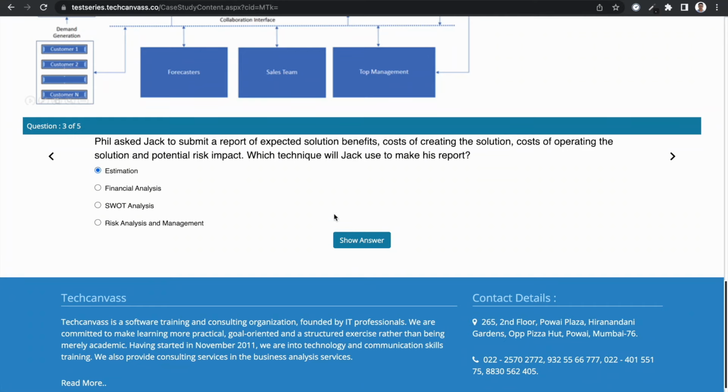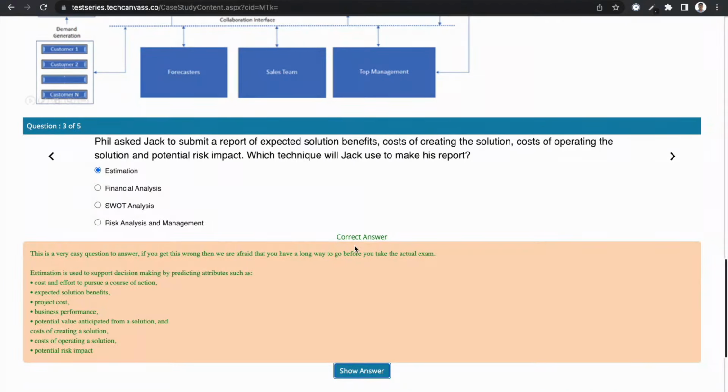This time also, you may not need to go to the case study, because estimation is the technique for this question, which helps in predicting attributes related to cost, solution benefits, project cost, business performance, cost of operating a solution, and even a potential risk impact.